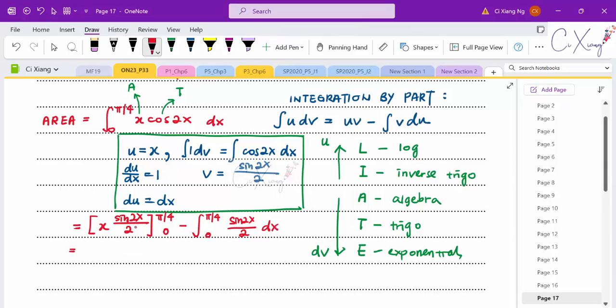Next step, I have to substitute pi over 4 inside and also the 0 inside. If I substitute pi over 4 in here, I'm having half multiplied with pi over 4, then multiplied with sine 2 times pi over 4, I get pi over 2. Then minus, substitute the 0 into here, I'm getting the whole thing 0. For the second part, I take out the constant half and start integrating sine 2x. Integrate sine 2x, I will get negative cos 2x.